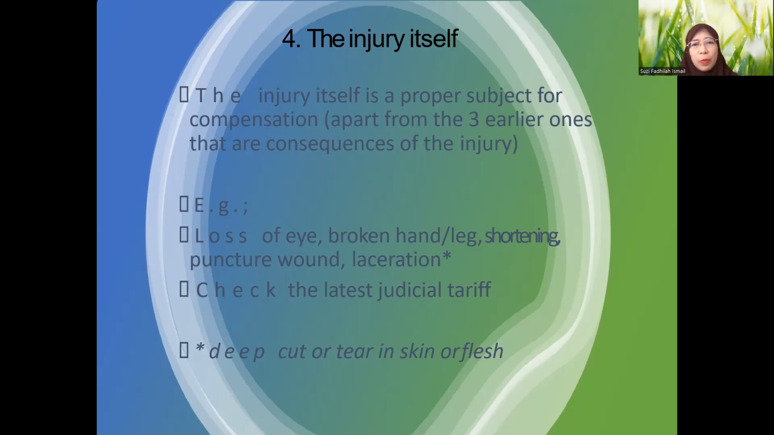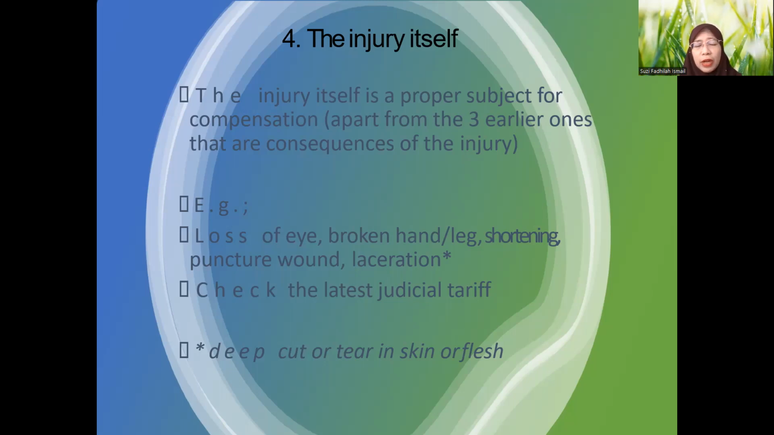So here the injury itself is a proper subject for compensation, apart from the three earlier ones that we have discussed. For example, loss of eye, loss of a limb, or injury to the limb, broken hand, broken leg, shortening, puncture wound, laceration. Laceration is a deep cut or tear in the skin. So now we want to check the box there: check the latest judicial tariff.